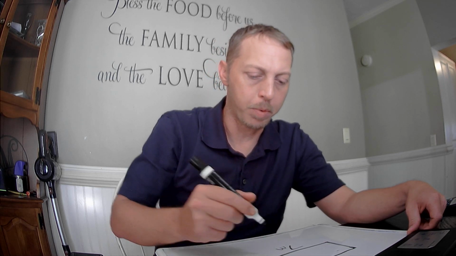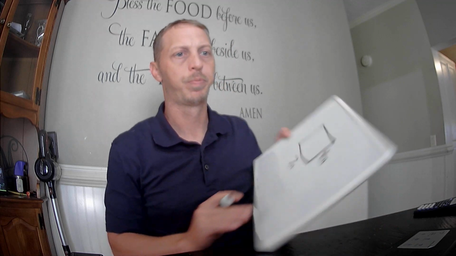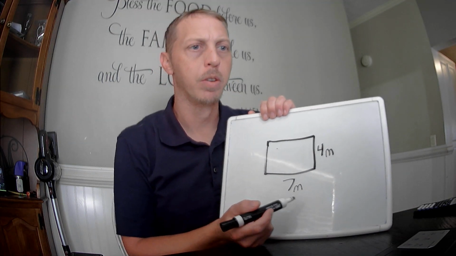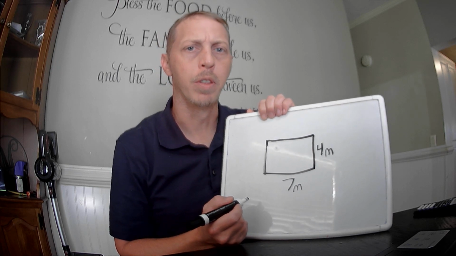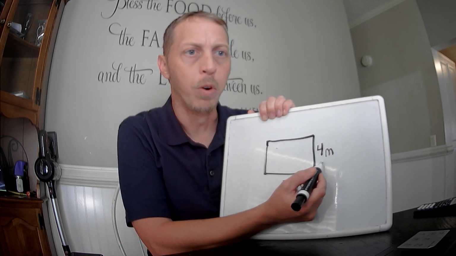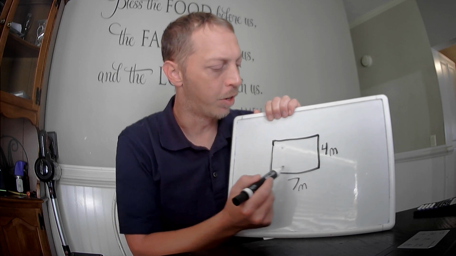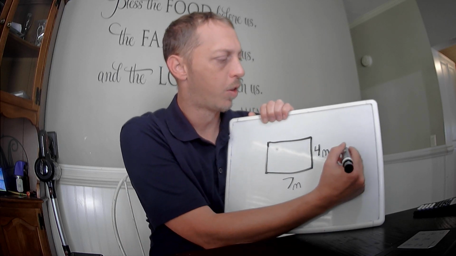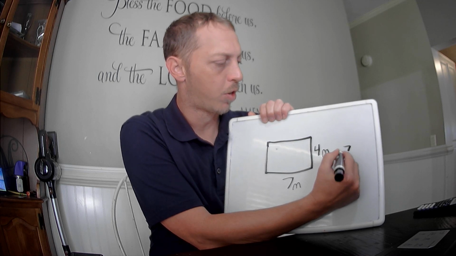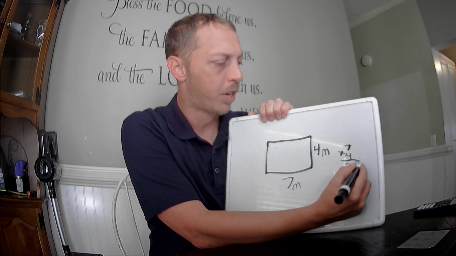So if I have a rectangle with these dimensions, 7 meters and 4 meters, then all I need to do to calculate the area is multiply 7 and 4 together, and that will tell me the entire surface area of this one side. So let's do that. 7 times 4 equals 28.